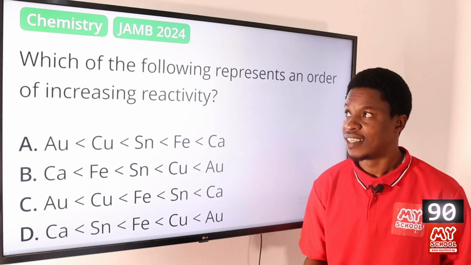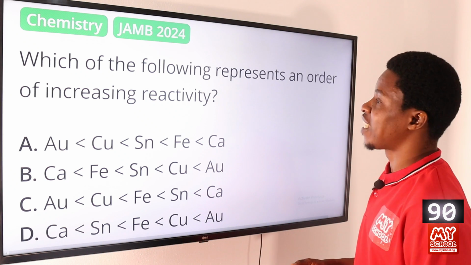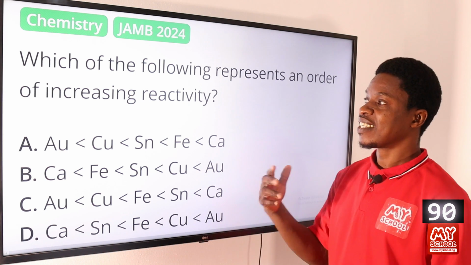Question 90. Which of the following represents an order of increasing reactivity?